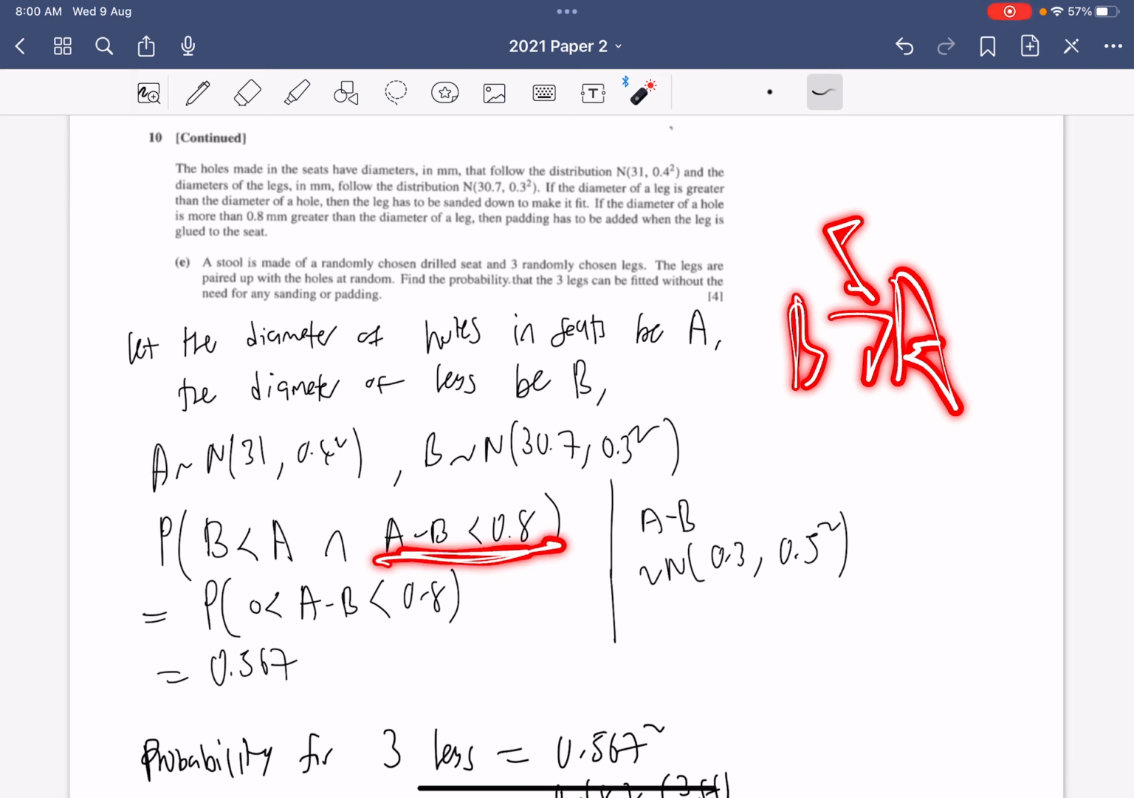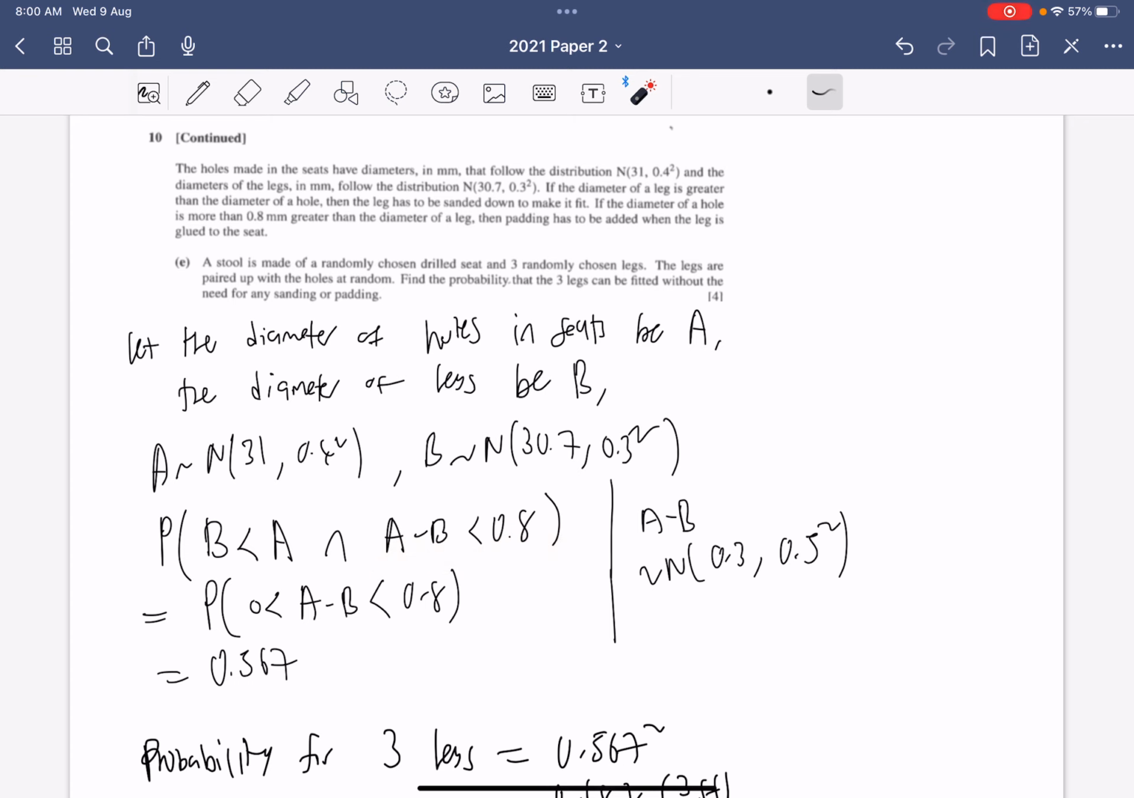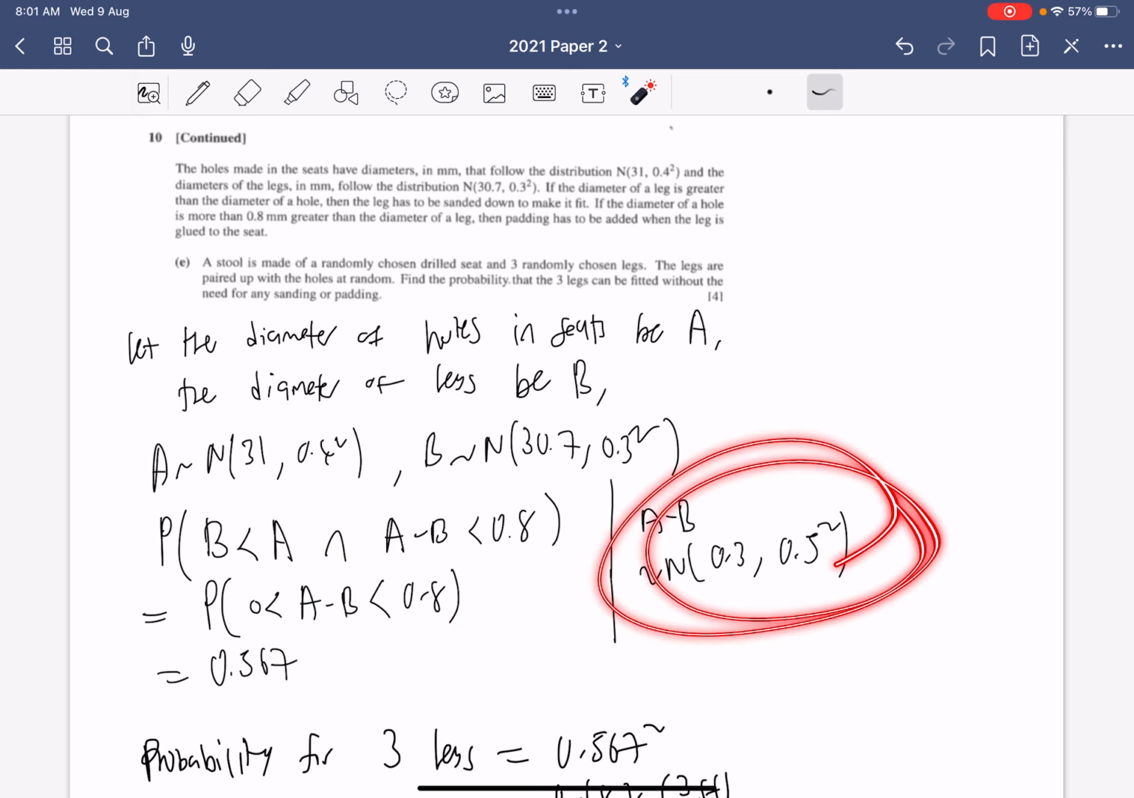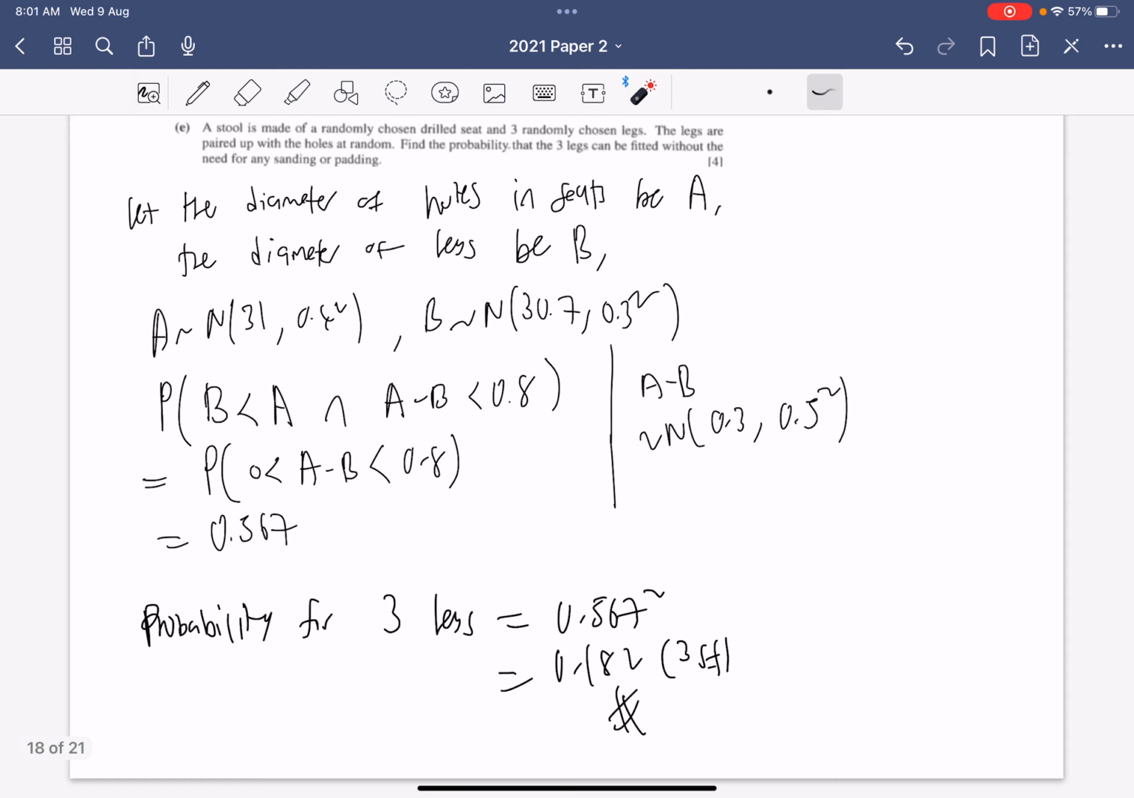And then we also need this condition. And we see that we can actually combine the conditions because we can bring the B over here. So it's minus B here and they are the same now. Then we just need to find the probability distribution of A minus B. So we just find the new probability distribution of A minus B, and we will get the answer using our GC.